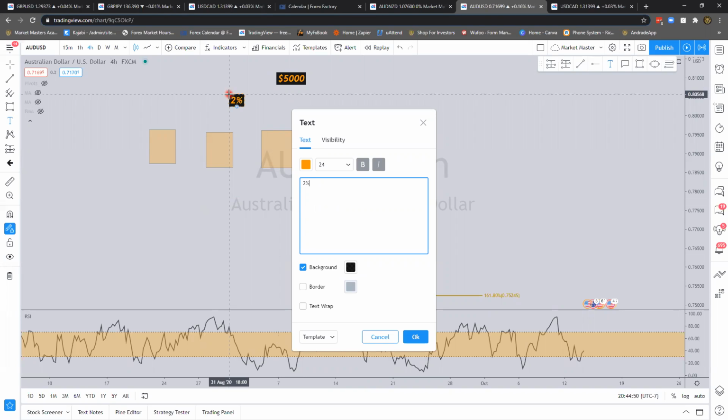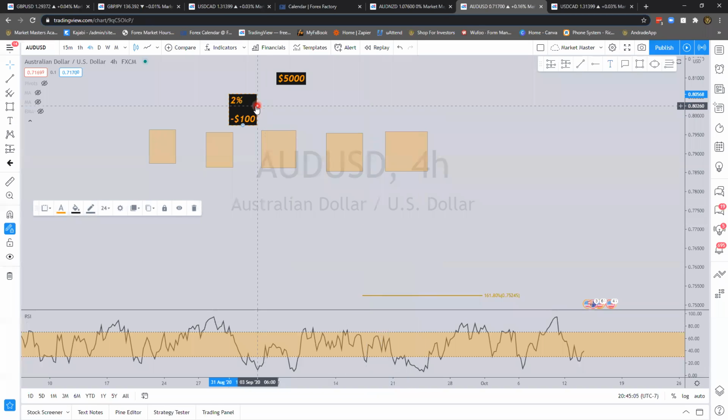Two percent risk means you would be risking $100 of a 5K account. So on this app, you plug in the risk, so if it's 2%, and then you plug in your stop loss in pips.